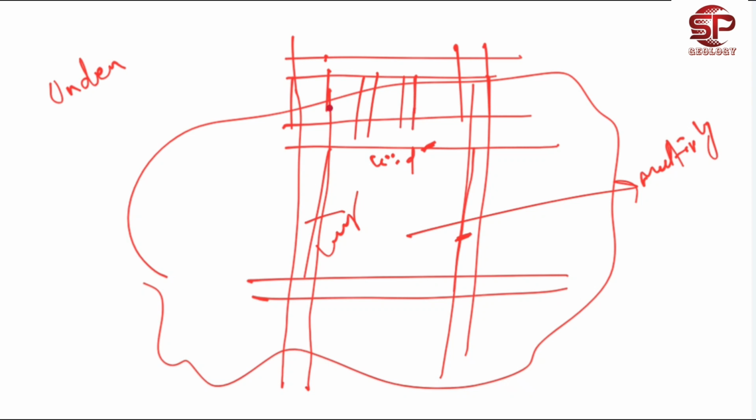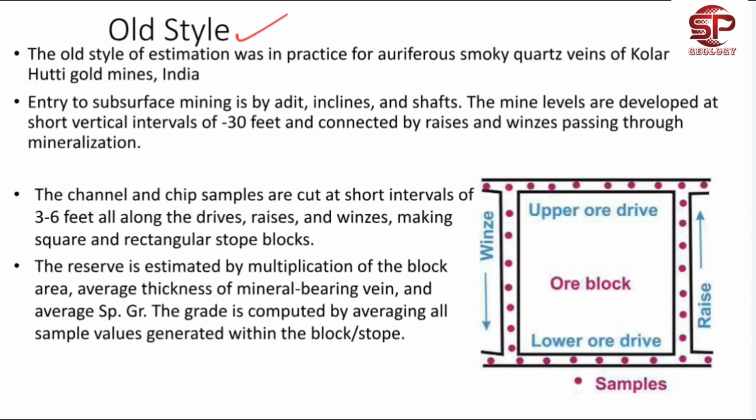So this part was left out. This is the problem with the old style. Here you just get the volume. After getting the volume, you multiply by specific gravity and grade, and you can get the metal content and ore tonnage. So this is the old style.